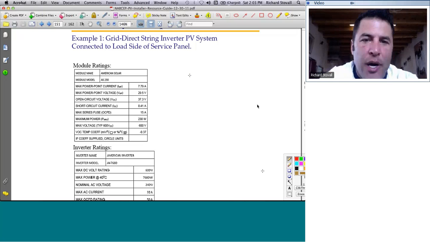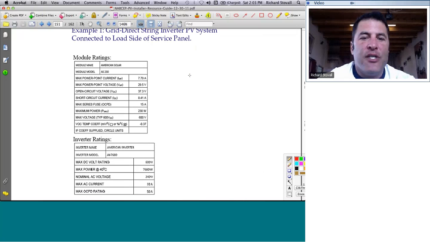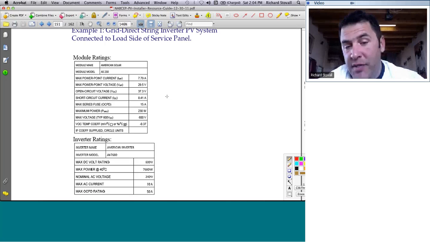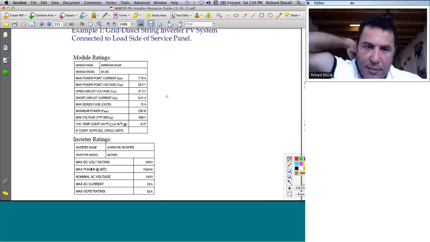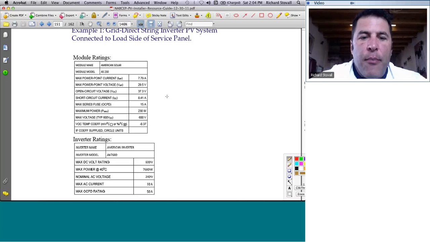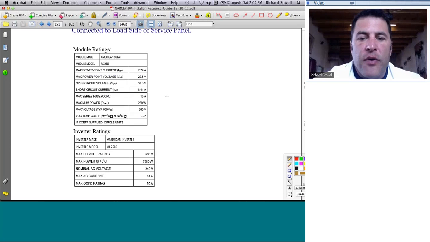All right, so in example one, we're given a grid-tied string inverter PV system connected to the load side of the service panel. Here are the module ratings: 230 watts, 7.79 maximum power current, 29.5 Vmp, 37.3 open circuit voltage, 8.41 ISC, short circuit current. Maximum series fuse, so the maximum overcurrent protection for the string, is 15 amps, although you would likely have something less than that. Maximum power is 230 watts, system voltage 600.